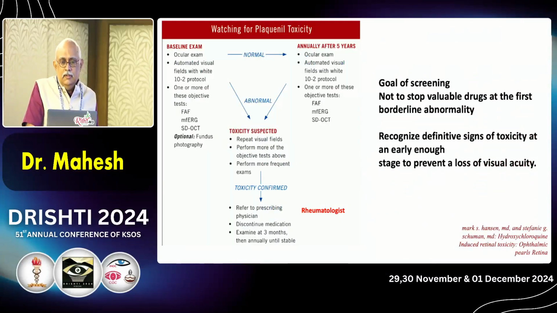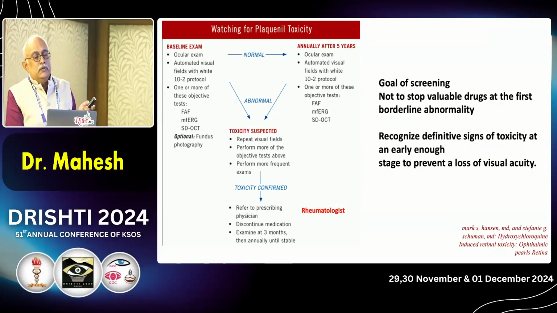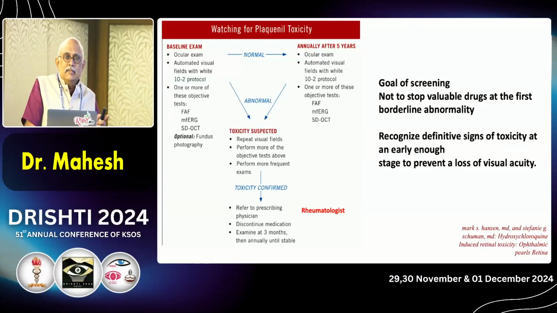The goal of screening is not to stop valuable drugs at the first borderline abnormality. Don't ask the rheumatologist to stop the drug. You give your comment. Whether to stop it or not is decided by the rheumatologist. So recognize definitive signs of toxicity.